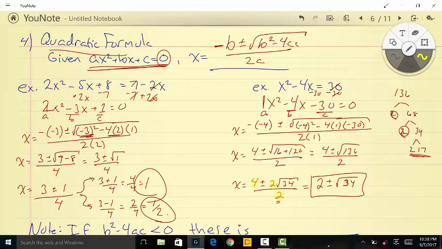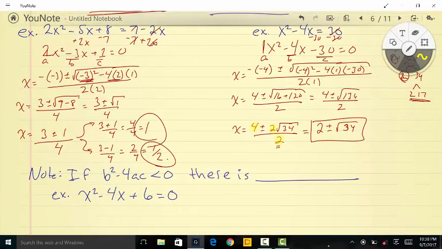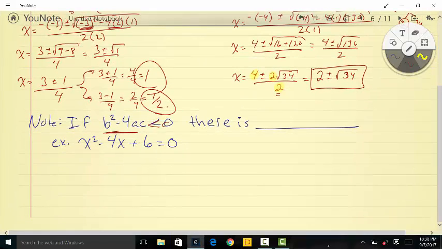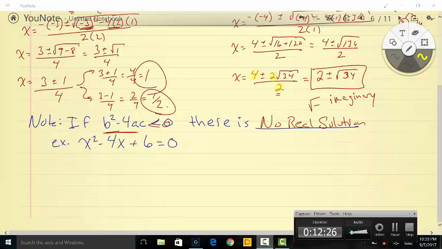And then lastly, if you notice that b squared minus 4ac, the quantity that's inside of the square root, is less than 0, there is no real solution. The reason being, the square root of a negative is defined to be an imaginary number. So if you run across a problem where the value inside of the radical is the square root of a negative, then there is considered to be no real solution.